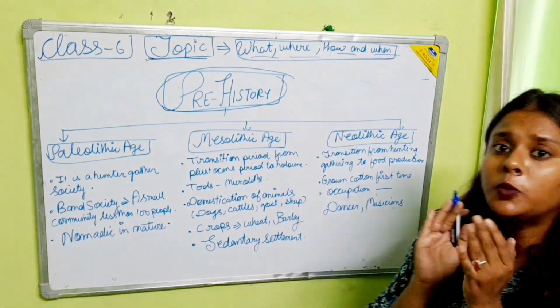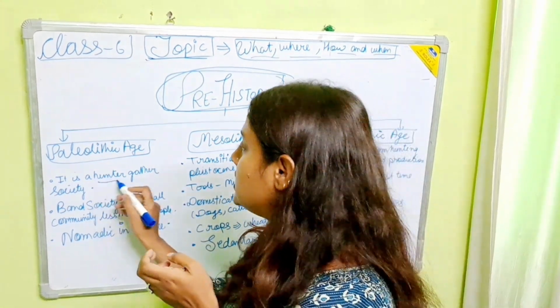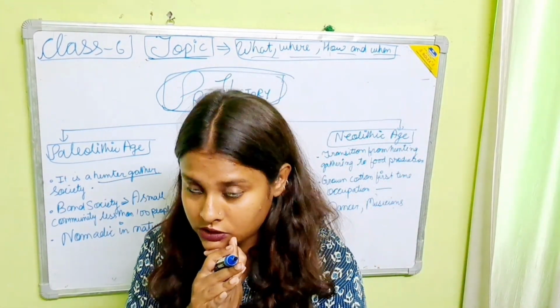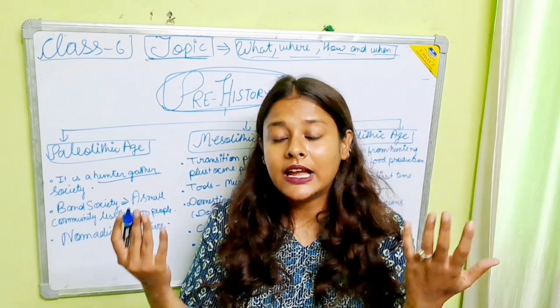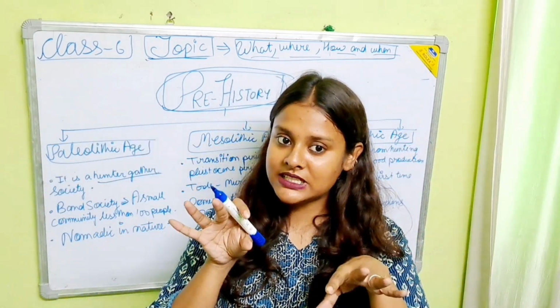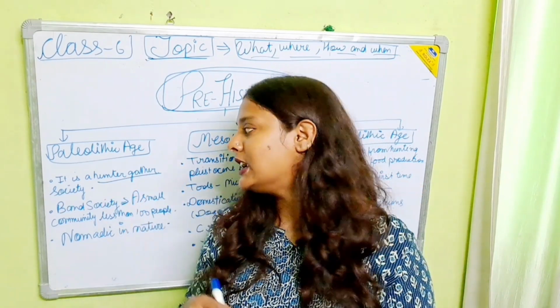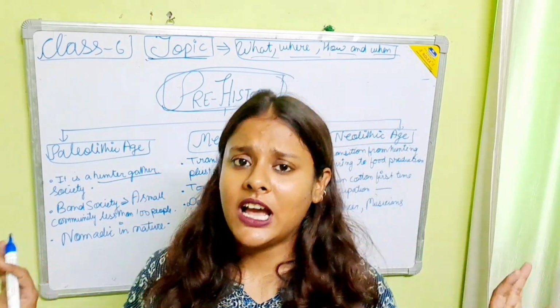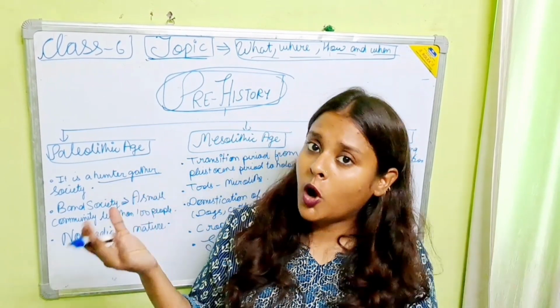When we talk about the Paleolithic age, it is a hunter-gatherer society. What does a hunter-gatherer mean? The person or the society which gathers food, hunts animals, eats them, fulfills their basic needs and lives. These are the hunter-gatherers. They were not civilized at all. They didn't have much knowledge.